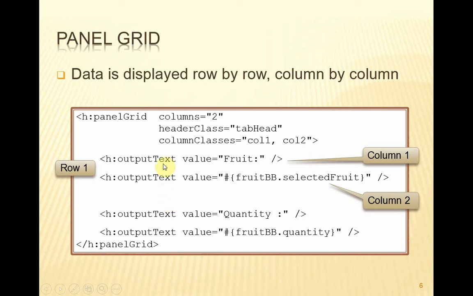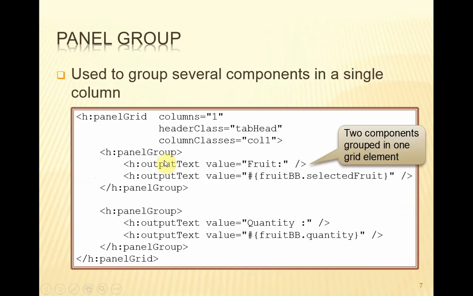Now, as I mentioned earlier, each one of those elements will occupy a single table cell. If we want to put more than one element into a table cell, we would need to make use of a panel group. And as you can see here, the panel group has now got within it two elements, a label and a value. Because they're in a group, they will only occupy one table cell in the rendered HTML table.